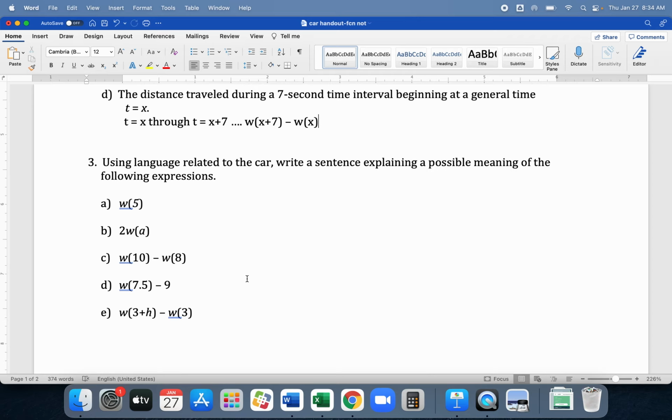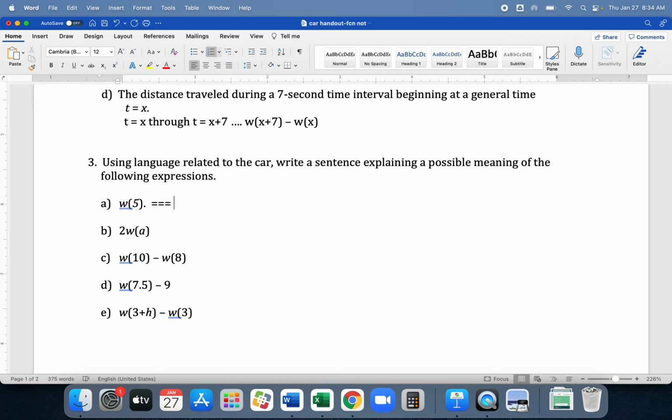Yeah, the distance traveled after 5 seconds. So the total distance from when it started moving to 5 seconds is W of 5. So just as a note here, maybe you're thinking, wait, if it's distance traveled between the beginning and now, shouldn't it be subtraction?